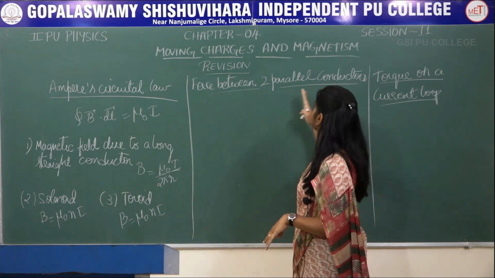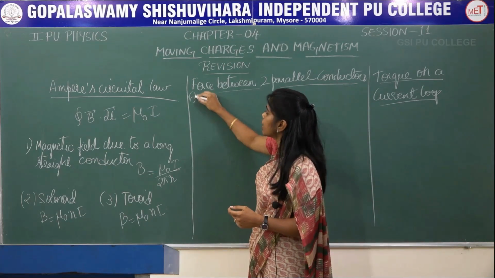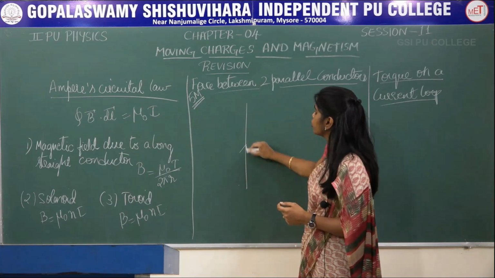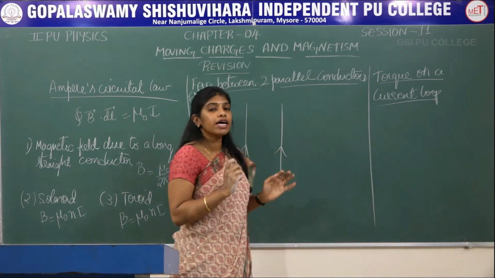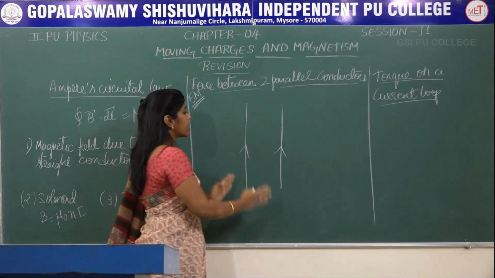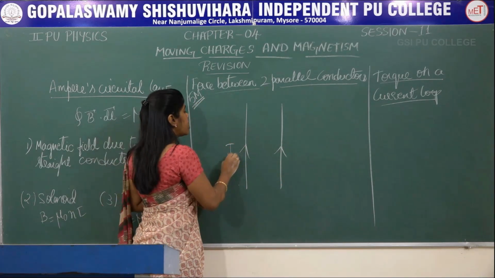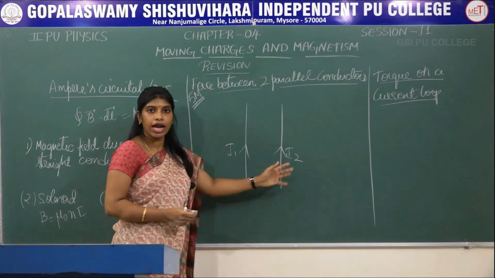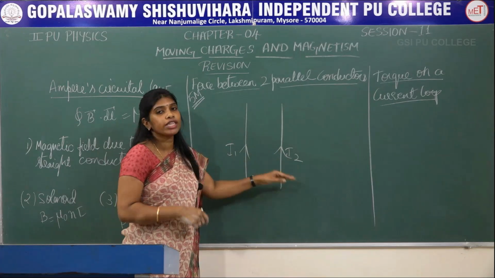Next, coming to the force between two parallel conductors. This derivation is again 5 marks, a very important derivation. In this case, we have two parallel current carrying conductors, which means the current in these two conductors will be in the same direction. If I have two conductors in which the current is I1 and I2, each conductor exerts a force on the other conductor.